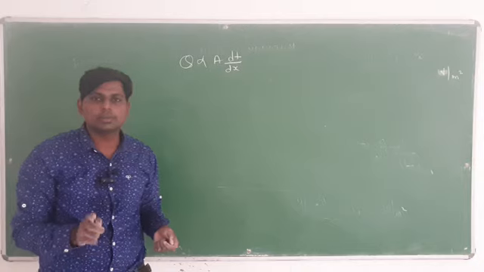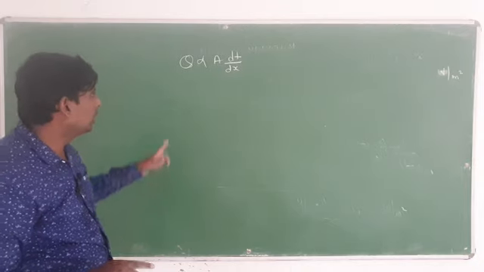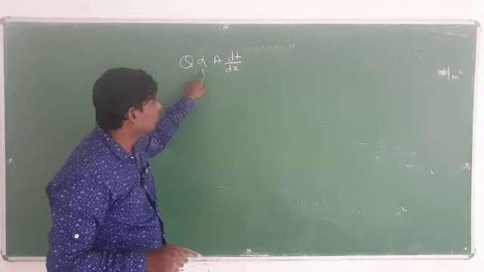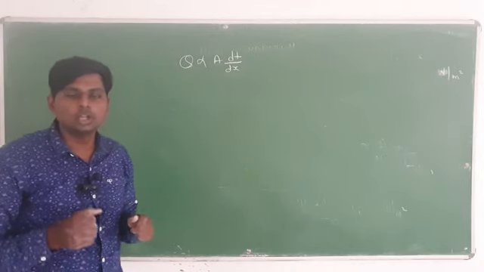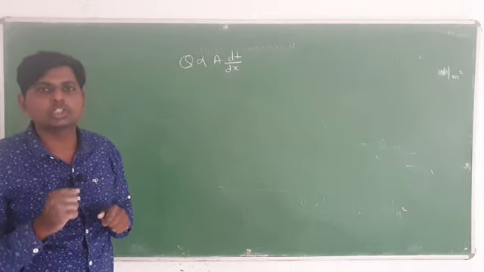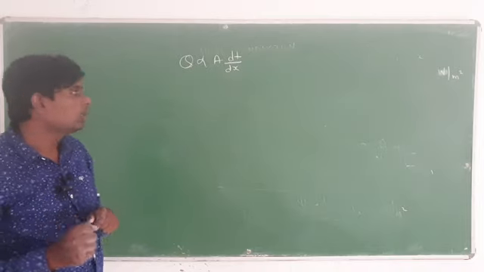Q is directly proportional to A dt by dx. This is the Fourier law of heat conduction. Now, what I am doing? I am removing the proportional sign.